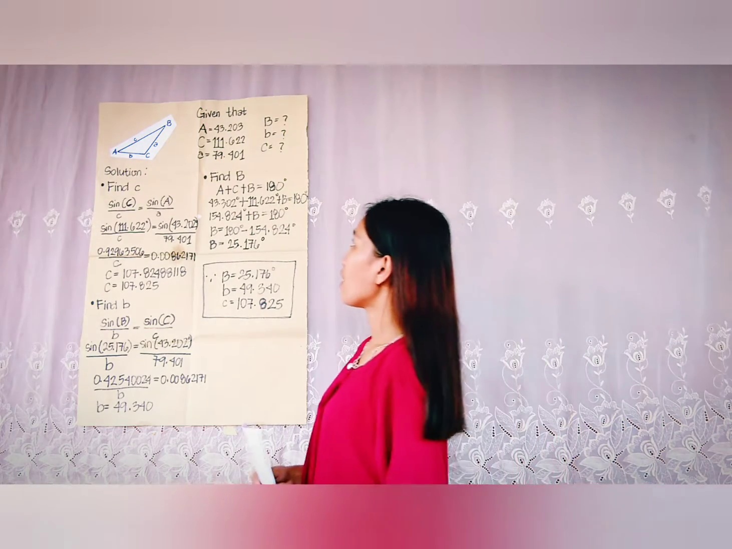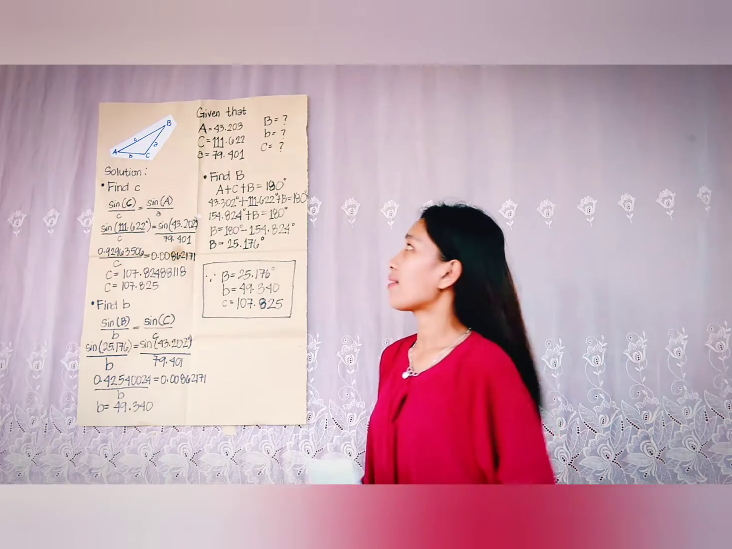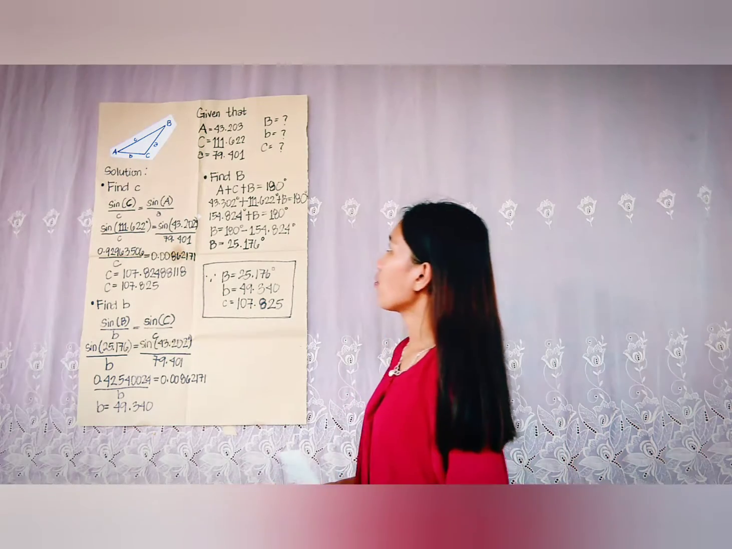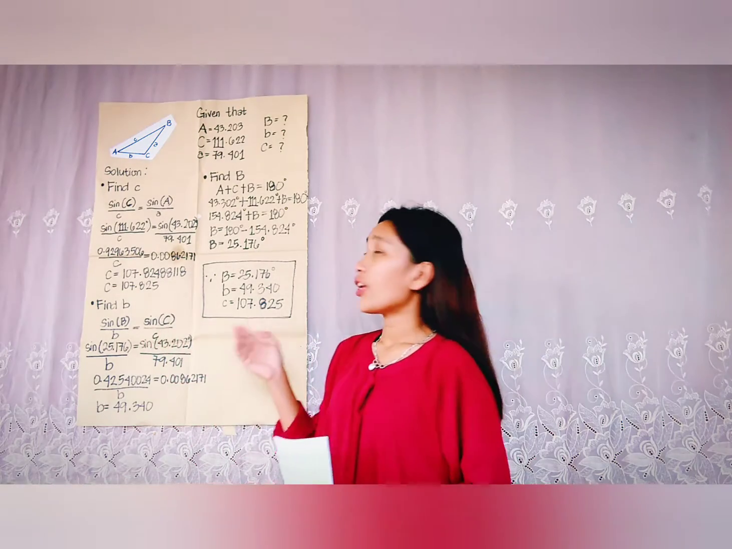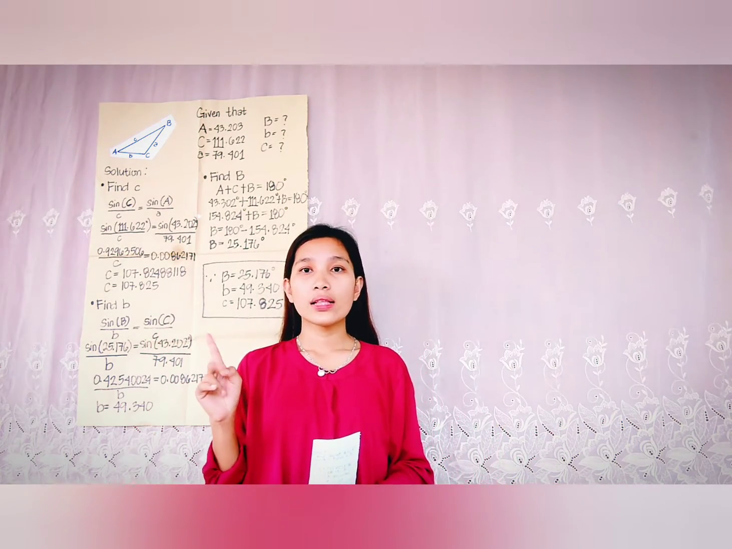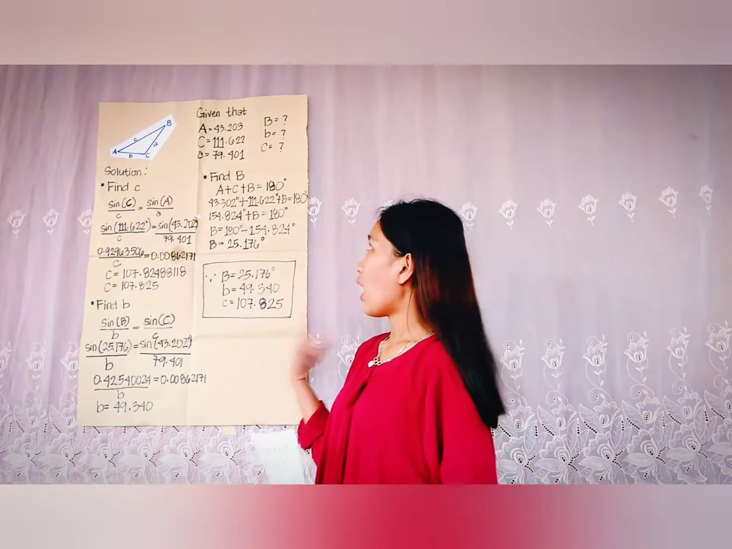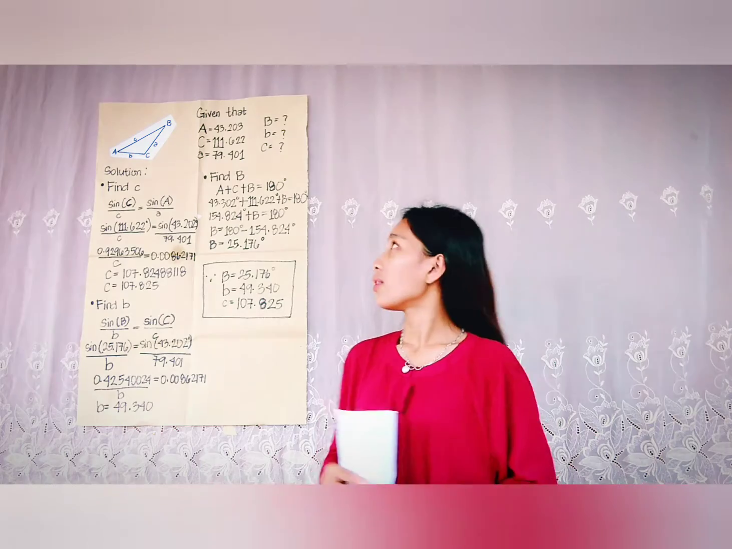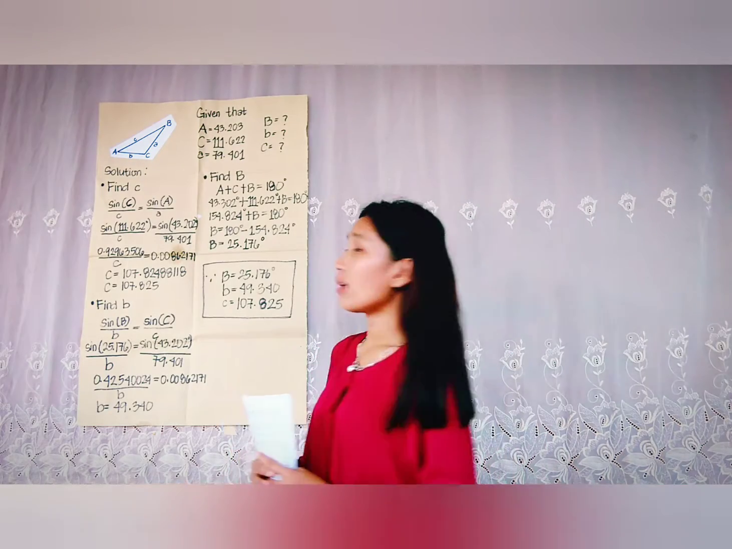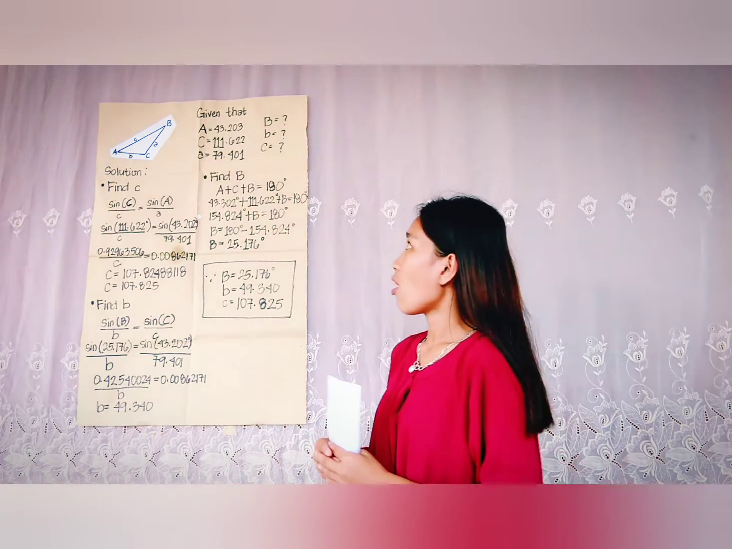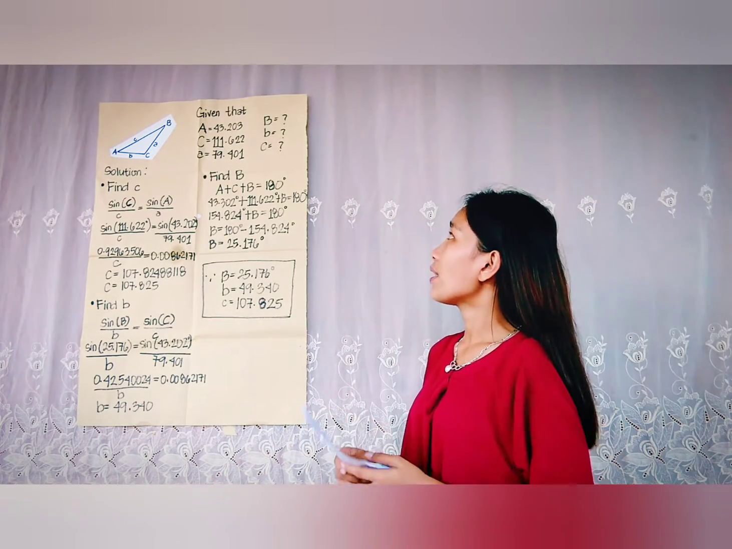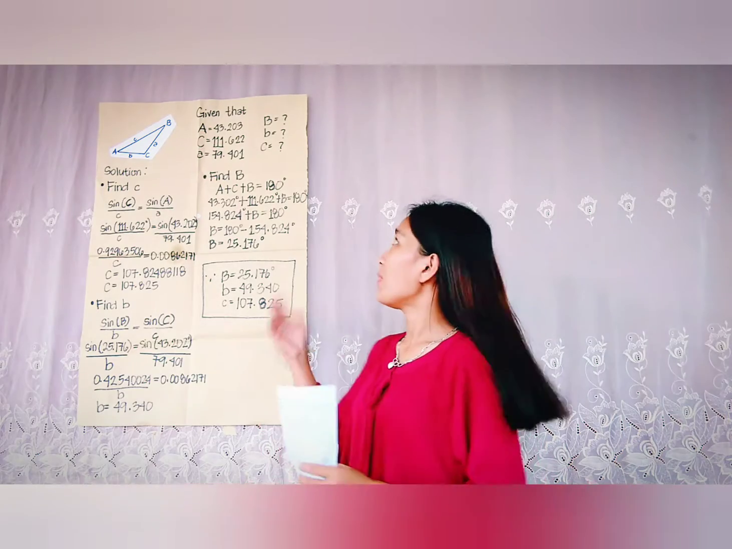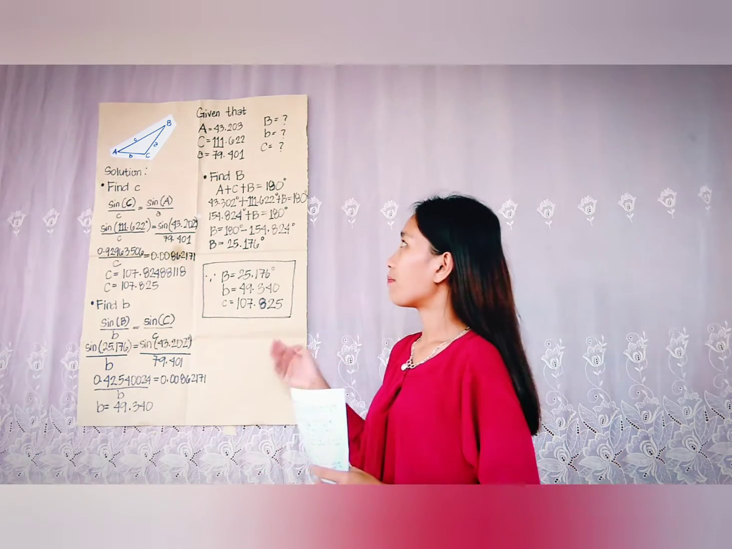Example number 2. Given the three parts of an oblique triangle: angle A is equal to 43.203, angle C is equal to 111.622, and side A is equal to 79.401. We notice that in this example, there are two angles and one side given. So this is the angle-side case. Now let's find the remaining parts of the oblique triangle. So we should find the value of angle B and sides B and C.